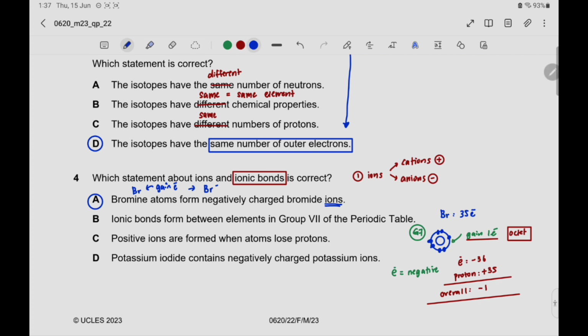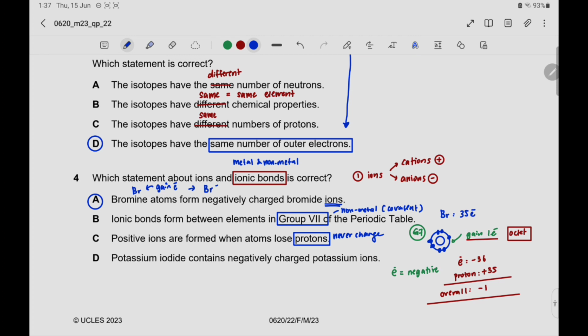Okay, why is ionic bond not between group 7 elements in the periodic table? Because group 7, right, they are all non-metals. So ionic bond must be between metal and non-metal. So today, if these are only non-metals, actually they form covalent bonds. So this is not the answer. Positive ion forms when the atoms lose protons. This is confusing. Protons never change. So this is not the answer.